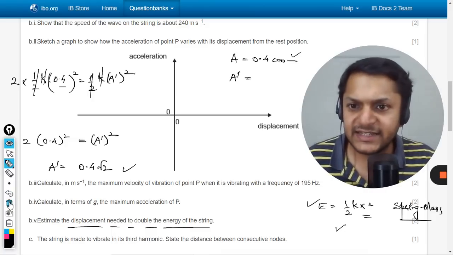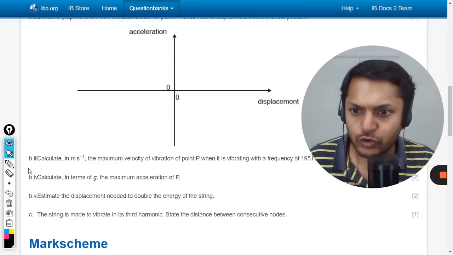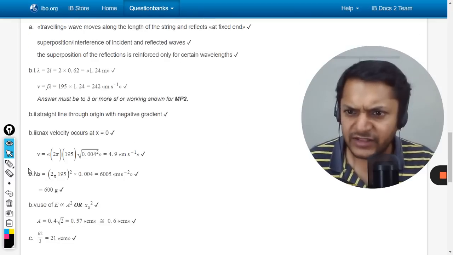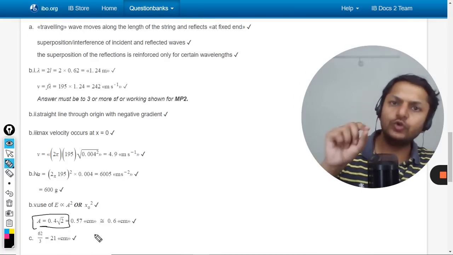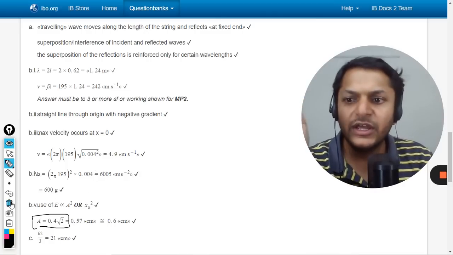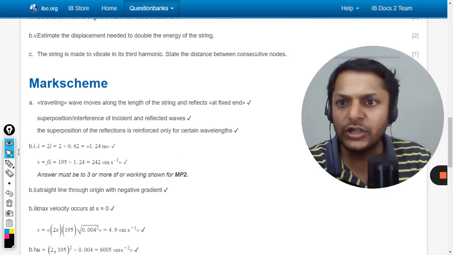Okay, so let us see the answer. Our answer is 0.4 root 2 for B5, I think. Yes, exactly, 0.4 square root of 2. So this is how we do that question. Now let us go for point C.